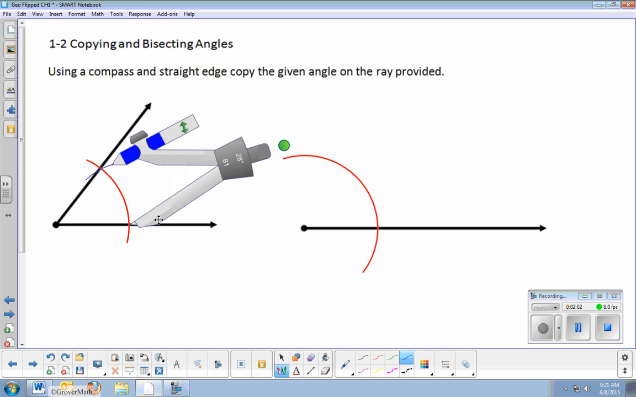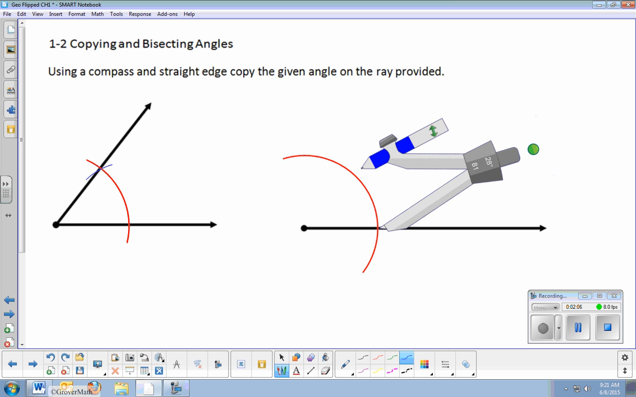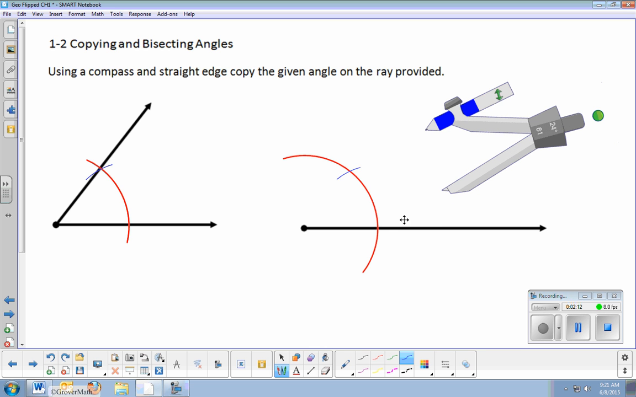And now I'm going to do the same thing, same length, over here, at the one spot that I knew it crossed. Make an arc so that they cross. Now that these arcs are crossing, I'm going to make a point there. And then with my line tool, I'm going to simply connect the dots. So right there, I just copied that angle.